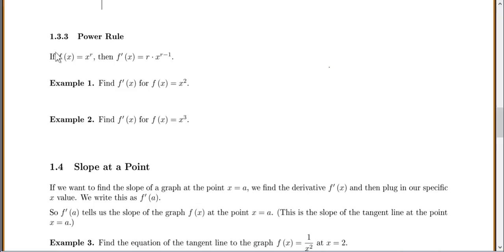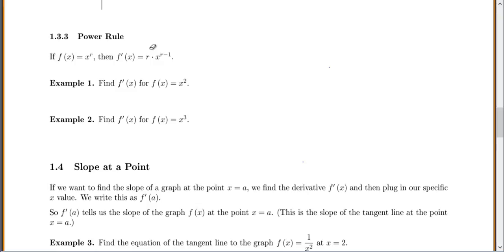Then we have one basic power rule. This will let you do the problems in this section, and then we learn how to get more complicated. If f of x is just x to the power of r, where r is any number, like x to the power of 2, 3, 5, 6, 7, you can even do negative exponents, like x to the negative 2, x to the negative 3, then for the derivative, you take this power and bring it down, and it multiplies the x. Then you drop the power by 1, so you do r minus 1.